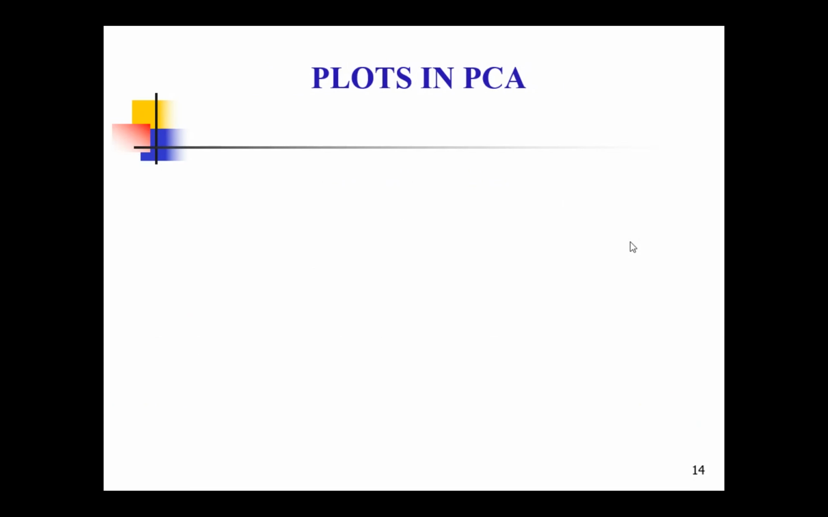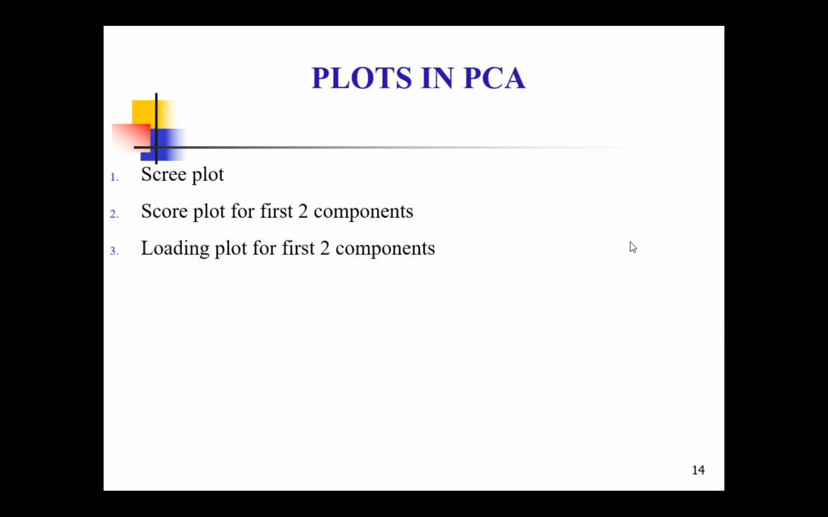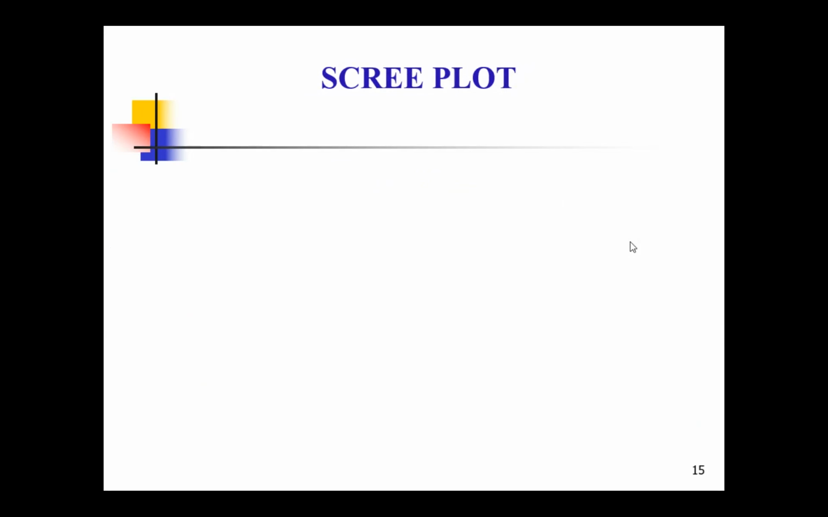So what are the various plots that we can obtain during the principal component analysis? The first one is the scree plot, the second one is the score plot, the third one is the loading plot, the fourth one is the biplot, then the outlier plot. So one by one we'll see the different types of plots that can be drawn during this principal component analysis.